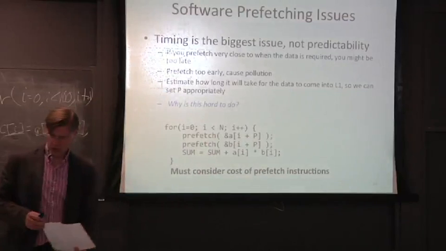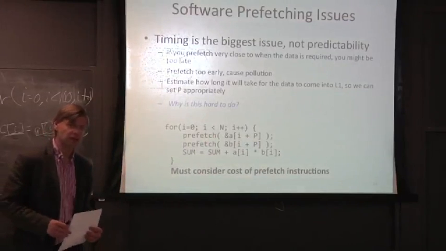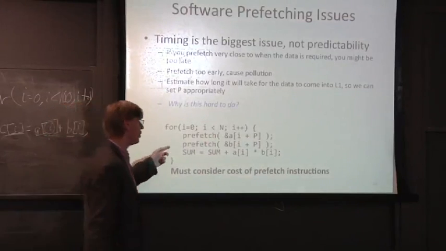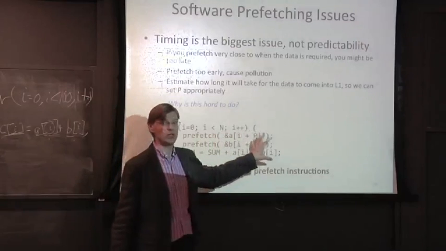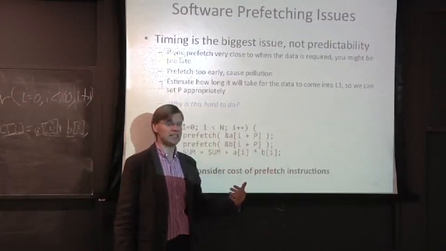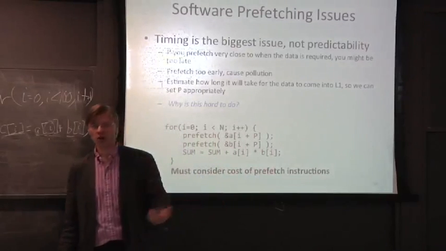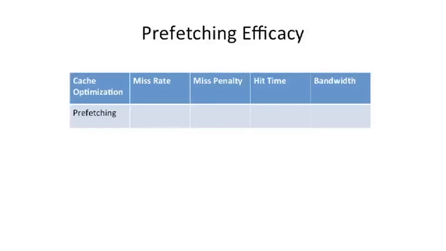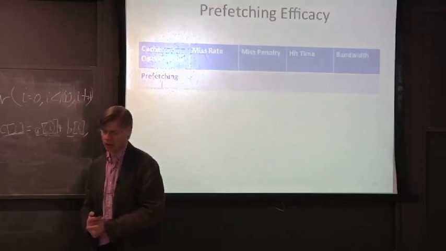So next lecture, we're going to talk a little bit more about different software prefetching issues and other ways to rearrange code in the compiler to effectively bring data in a more structured manner. But let's take a look at the efficacy of prefetching. So which of these things does this help or hurt?